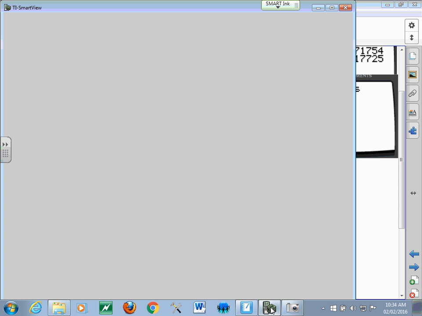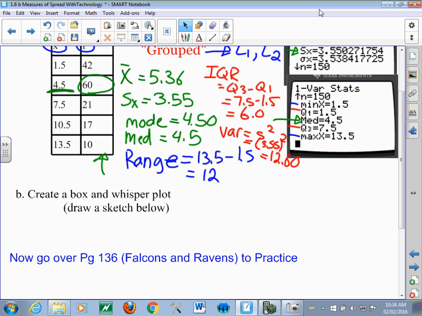All right, so ladies and gentlemen, the only thing you have to do different here is when you get to your stats screen, you have to make sure that you have frequency in L2. So when you get to that and do it in class, let me help you. So we'll do this in class.